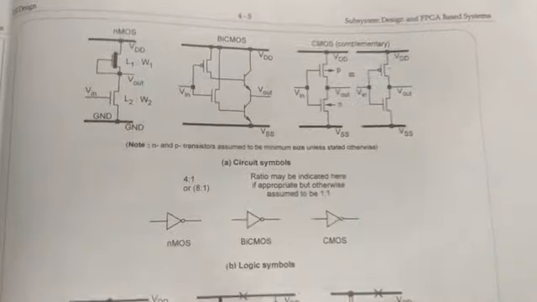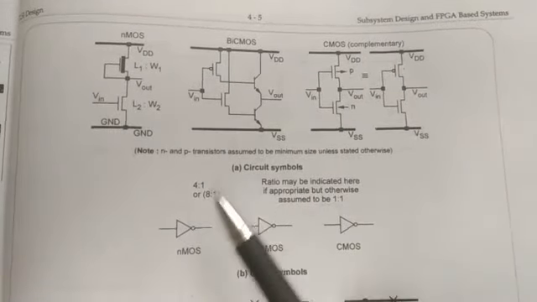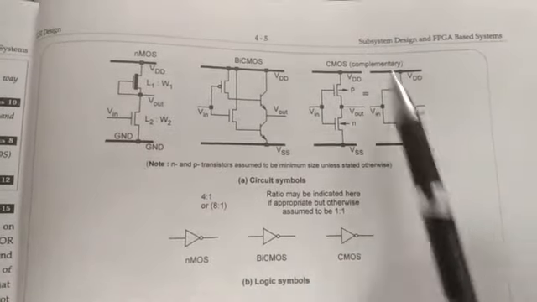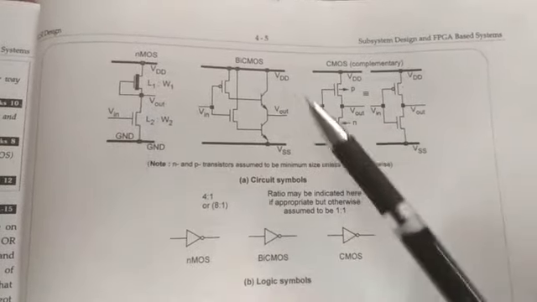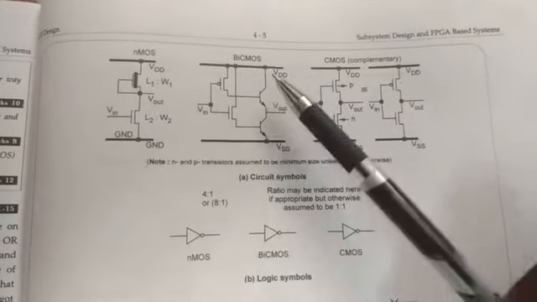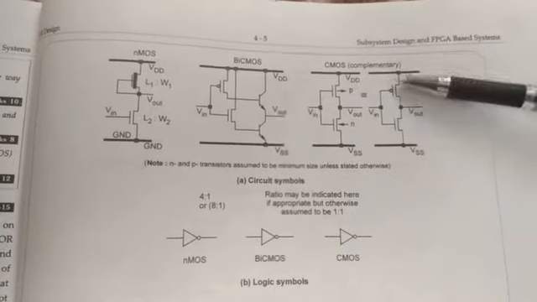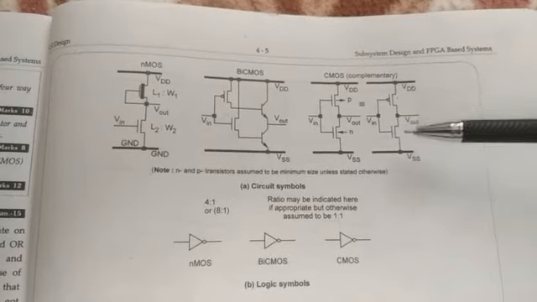Now these are the logical symbols of the representation of an NMOS, BiCMOS, or CMOS. The logical symbol is almost the same, only the internal structure varies. For NMOS you will be having the PFET shorted. In BiCMOS you will be having two extra NPN transistors, and in CMOS the same thing, so only two FETs, one PFET and one NFET.